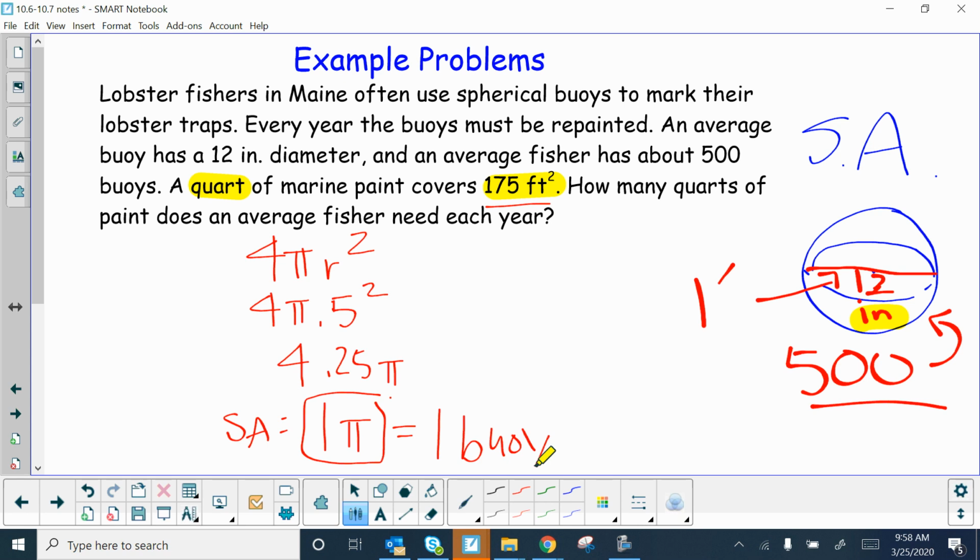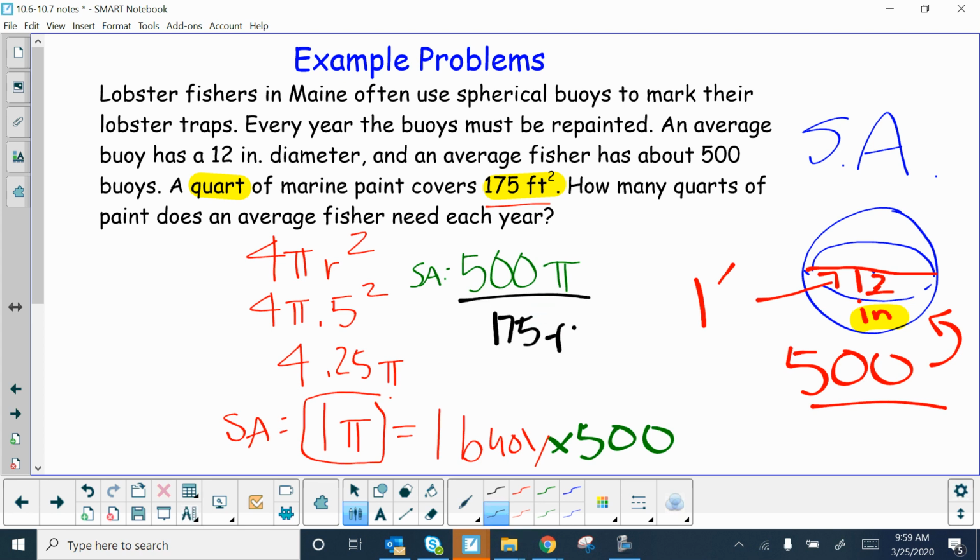Okay, well, how many buoys do I have? 500. So I want to times that by 500. Okay, so what's 500 times 1 pi? 500 pi. So surface area of all these buoys is 500 pi. So now this is the total surface area. Now I want to take this number and divide that by 175 square feet, because remember, this is 500 pi square feet.